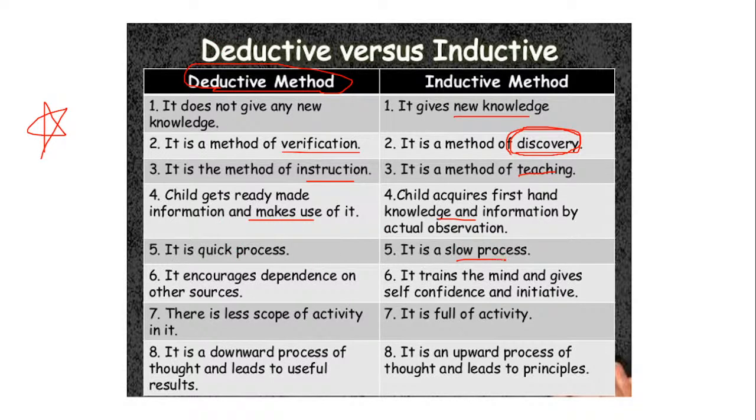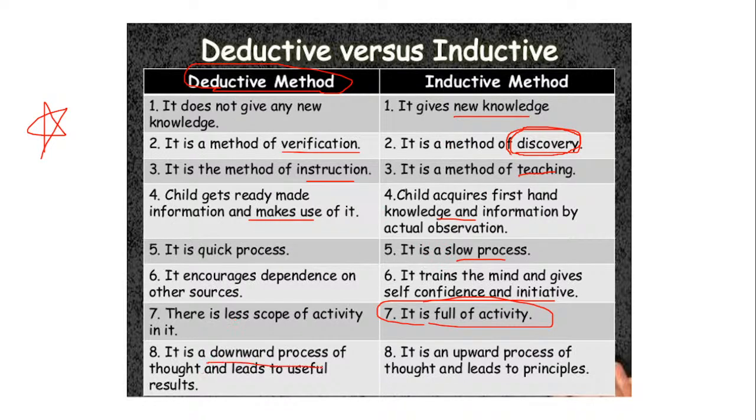Inductive method is slow, because the child will take time to get the knowledge, to get the information, to come up with an actual observation. Deductive model encourages dependence on other sources, that is principles, whereas the inductive model trains the mind and gives self-confidence and initiative, because we gain a lot with problem solving. Now, there is less scope of activity in deductive. Inductive is full of activity. Why? Because we are personally, analytically involved over here. The child, I mean to say we, it means the child.